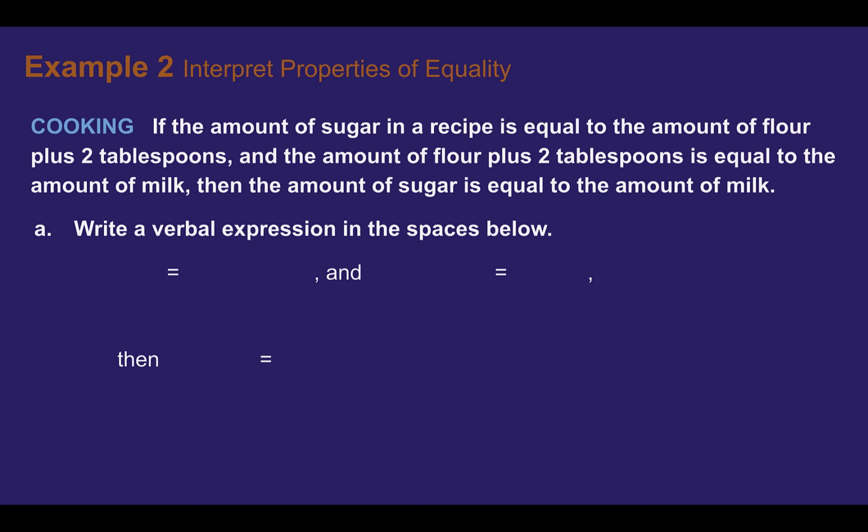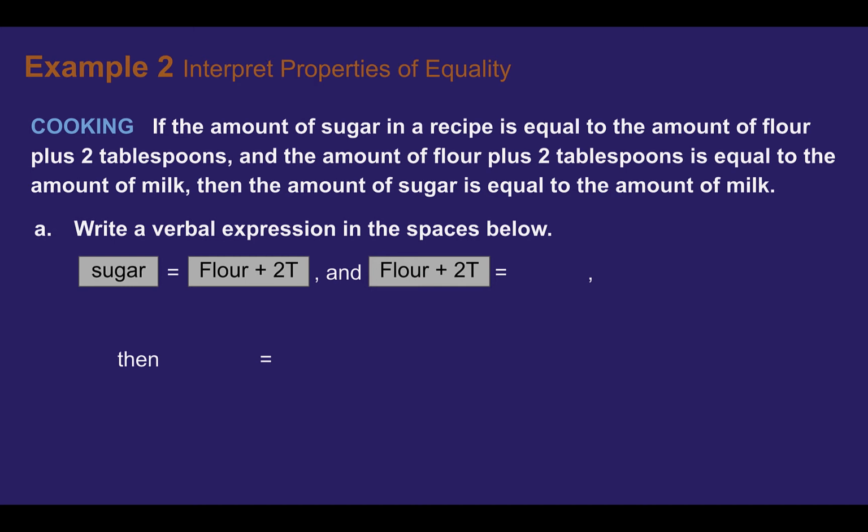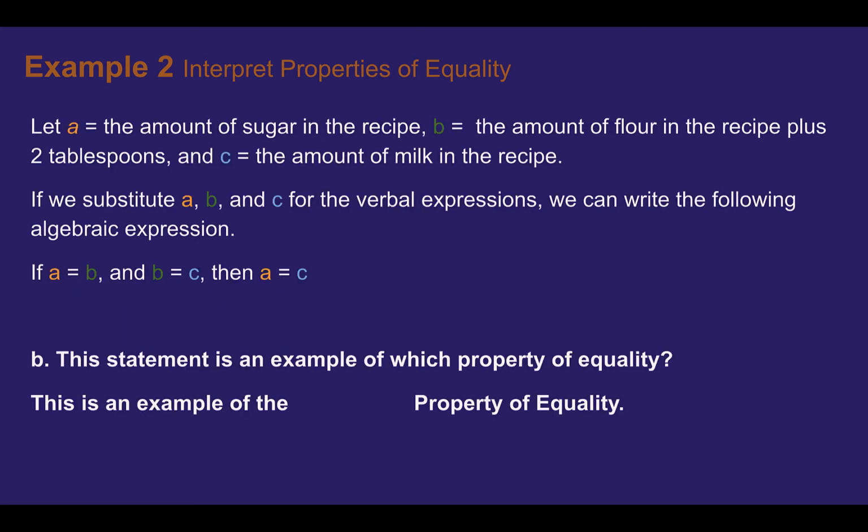So here, it's not really numbers that we're using, we're just going to use words. So we know that sugar is equal to flour plus 2 tablespoons, and flour plus 2 tablespoons equals milk, then the sugar must be equal to the milk. If instead of using sugar, flour, and milk, we say A is the amount of sugar, B is the amount of flour plus 2, and C is the amount of milk in the recipe, then if we plug in A, B, and C, we get the following algebraic expression. If A equals B and B equals C, then A equals C.